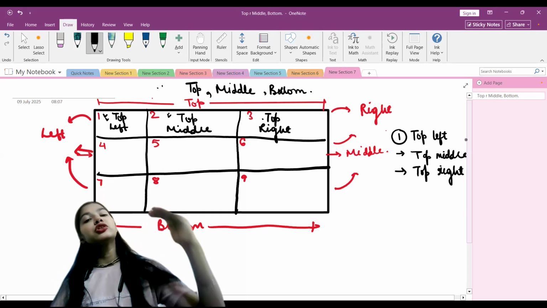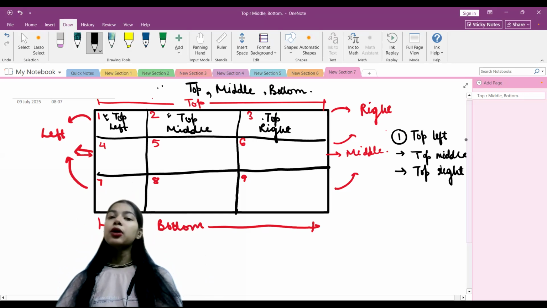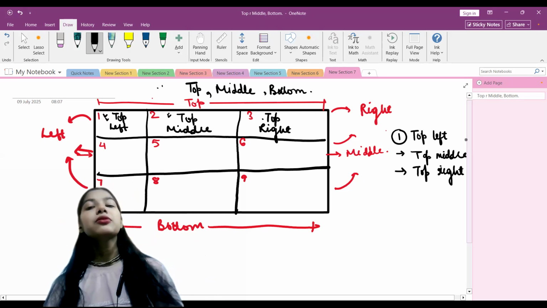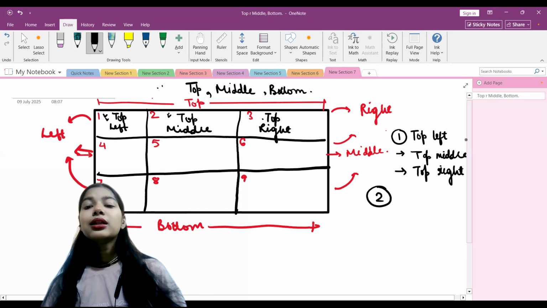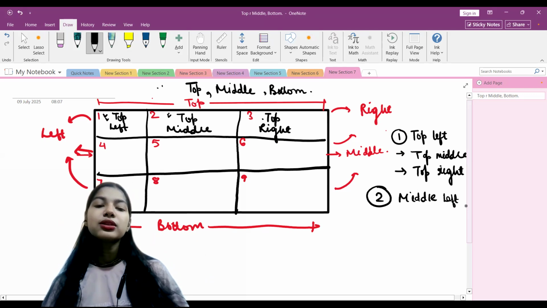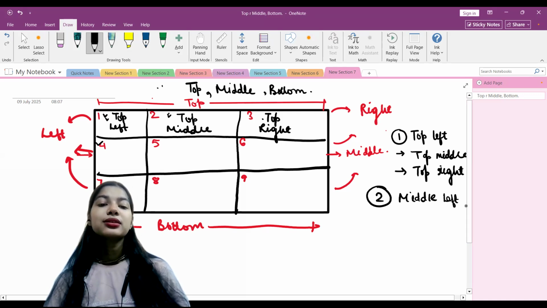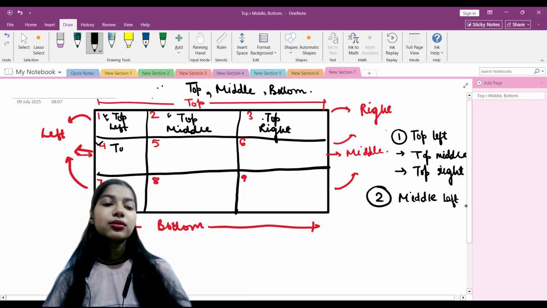Okay, so this was our top column. So we have covered the top column. Now the middle and bottom columns are left. Let's learn about those also. Let's do middle left first. What is our middle left? So this is our middle column, numbers 4, 5, and 6. That is our middle. So number 4 is our middle. Oh, just a minute.